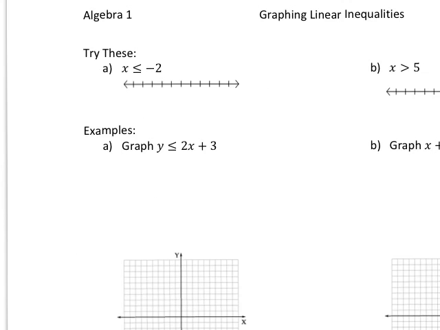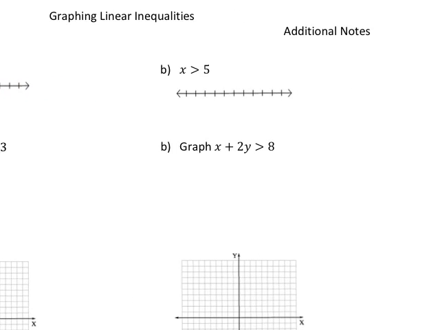Okay, so for A, negative 2 is going to be in the middle. What kind of dot do I have there? This one's going to be closed because it's equal to. So closed dot. And then it says x is smaller, so I want to go back to the left. Okay. On B, 5 is going to be in the middle. What kind of dot do I have here? This one's going to be open because it's not equal to. And then it says x is bigger, so I'm going to shade over to the right.